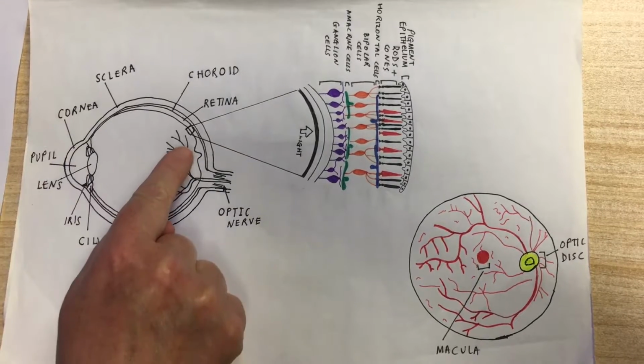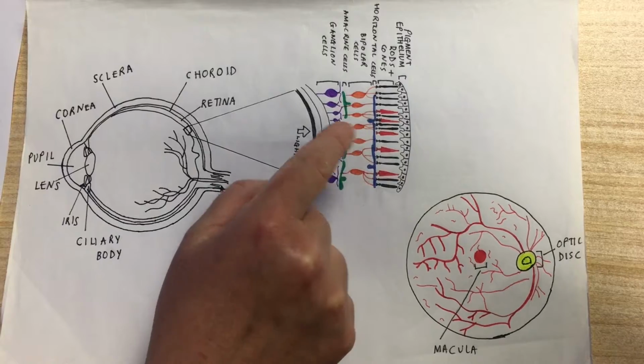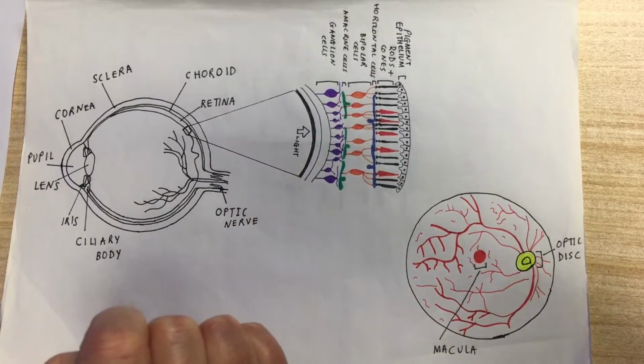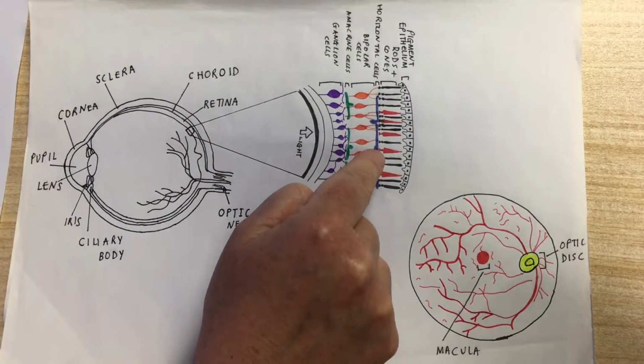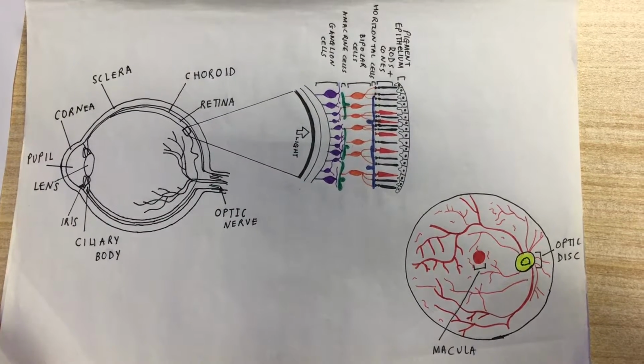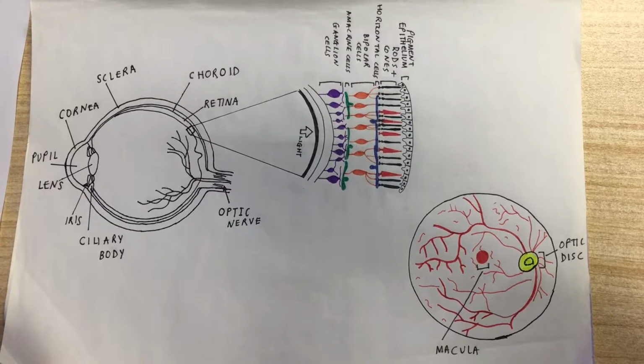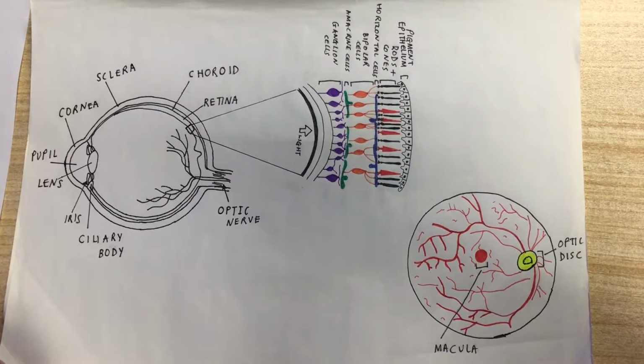Once the light hits the retina, it travels through each of these cellular layers until it reaches the outer parts of these specialized cells here known as photoreceptors. There are two types, rods and cones. Cones allow us to perceive colour under normal lighting conditions, whereas rods allow us to see in dim light but do not allow for the perception of colour.